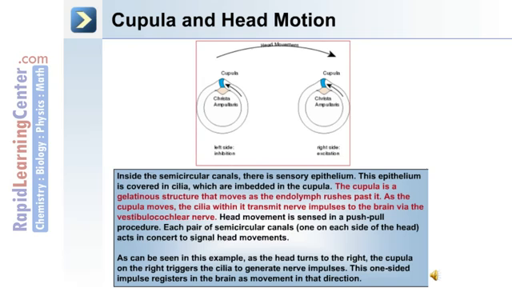Head movement is sensed in a push-pull procedure. Each pair of semicircular canals, one on either side of the head, act in concert to signal head movements. As can be seen in this image, as the head turns to the right, the cupula on the right triggers the cilia to generate nerve impulses. This is right side excitation. The one-sided impulse registers in the brain as movement in that direction.